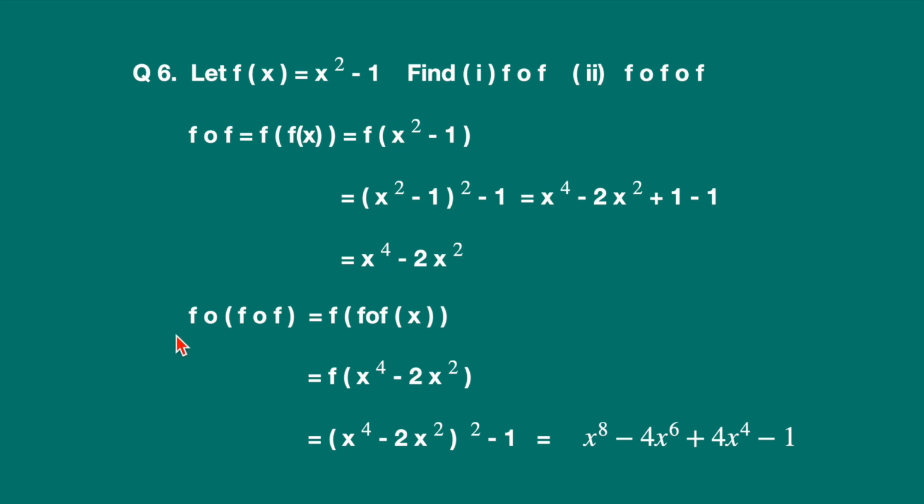Again we are going to do another composition with f itself. F of FOF. That means f of FOF(x). Now we found out this FOF(x), that is x raised to 4 minus 2x square. Now the value of this function at this: here we have to again substitute x raised to 4 minus 2x square in place of x. So whole square minus 1. Open this bracket, you will get this answer.